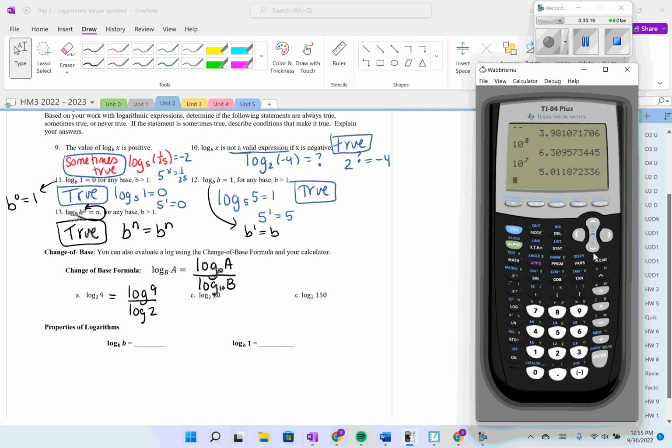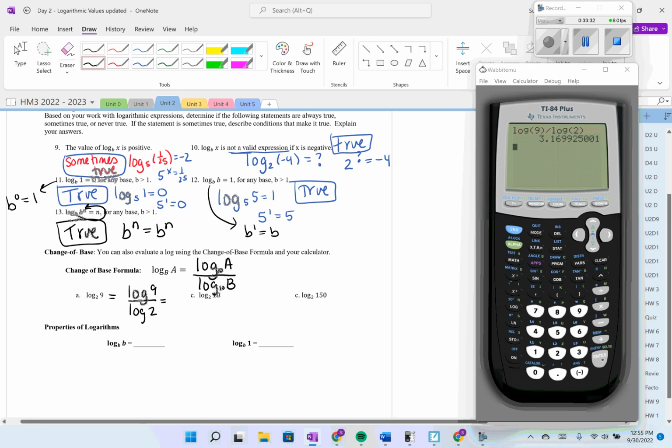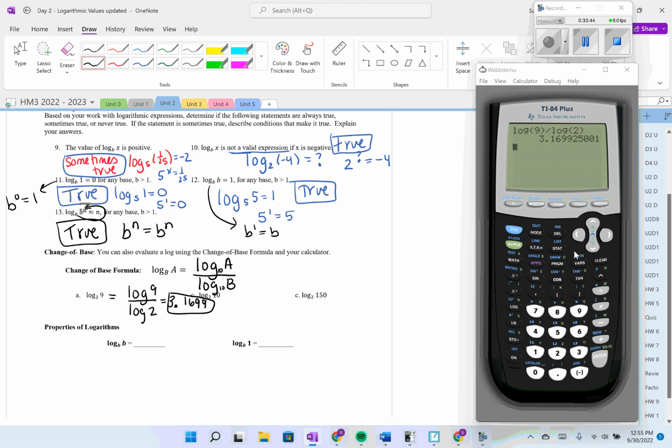So in my calculator, if I use the change of base formula, I go to log 9, make sure you close parentheses, divided by the log, which is next to the 7 button, of 2, close parentheses, enter. And notice I get this is equal to 3.1699. We'll round using 4 decimal places. So as before, we were saying 2 to what power equals 9 and doing guess and check to figure out what that's equal to. Now we can use our change of base formula to figure out a more exact answer.